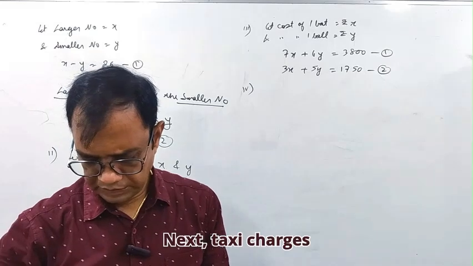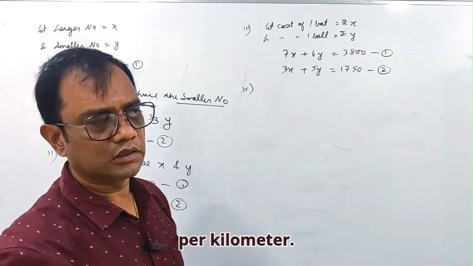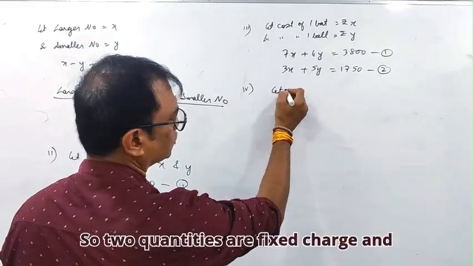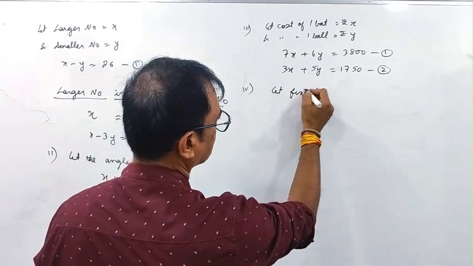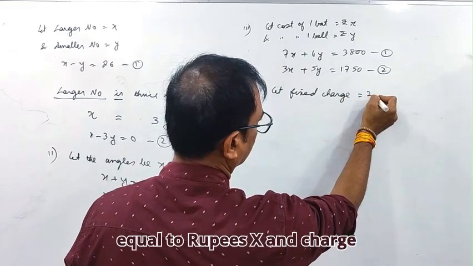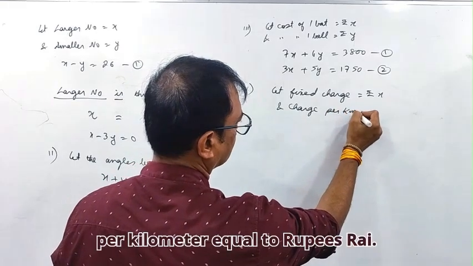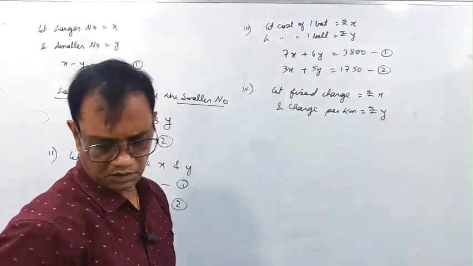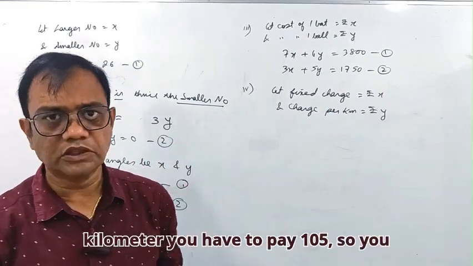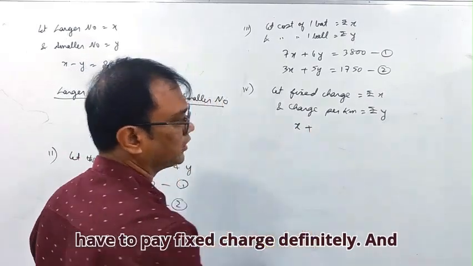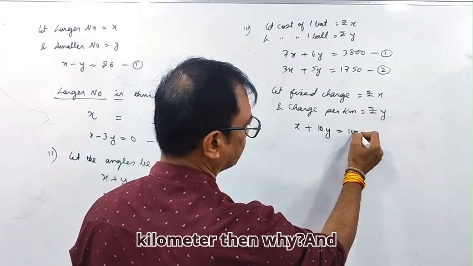Next, taxi charges have a fixed charge and a charge per kilometer. So two quantities are the fixed charge and the charge per kilometer. So let the fixed charge equal rupees x and the charge per kilometer equal rupees y. For a distance of 10 kilometers you have to pay 105. So you have to pay the fixed charge definitely, and for 1 kilometer you have y. So for 10 kilometers, 10y.